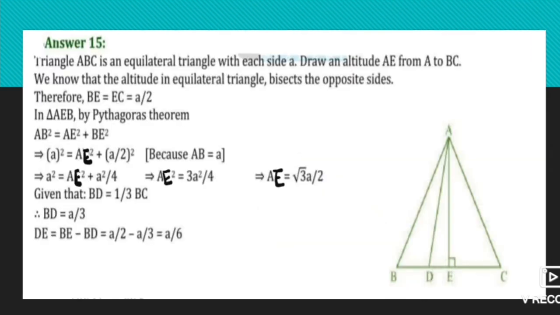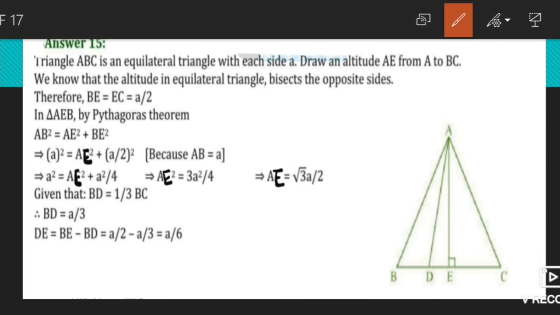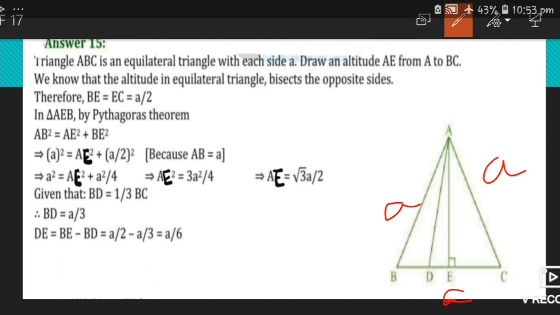Let's check the solution. The triangle ABC is an equilateral triangle, so I am taking the side as A. This side is also A. Now draw a perpendicular AE from A to BC. That means this is the altitude. You know that for an equilateral triangle, the altitude is also a median. That means E is the midpoint of BC. That means BE is equal to EC is equal to half of BC, that is A by 2.